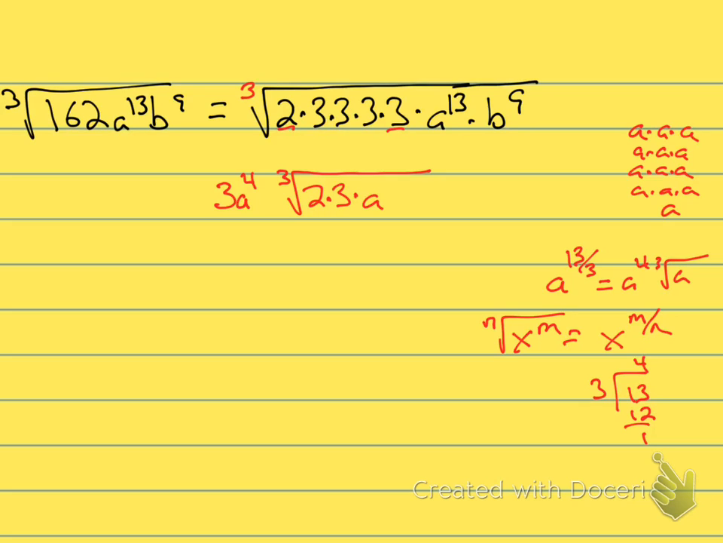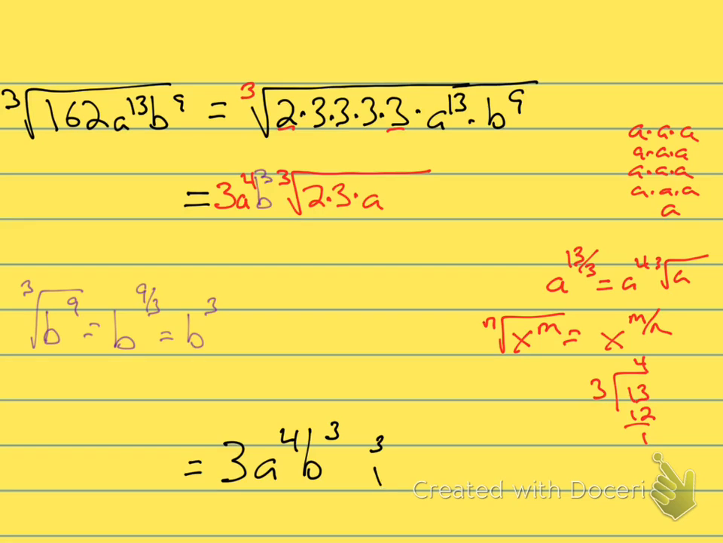We have to be careful not to lose our indexes when we're dealing with radicals that are not square roots. Now, b to the 9th. If we have b to the 9th and we're going to take the cube root of that, that's going to be b to the 9 over 3, which equals b to the 3rd. So we're going to have a b to the 3rd outside. To simplify this cube root, our final answer will equal 3a to the 4th, b to the 3rd, cube root of 6a.